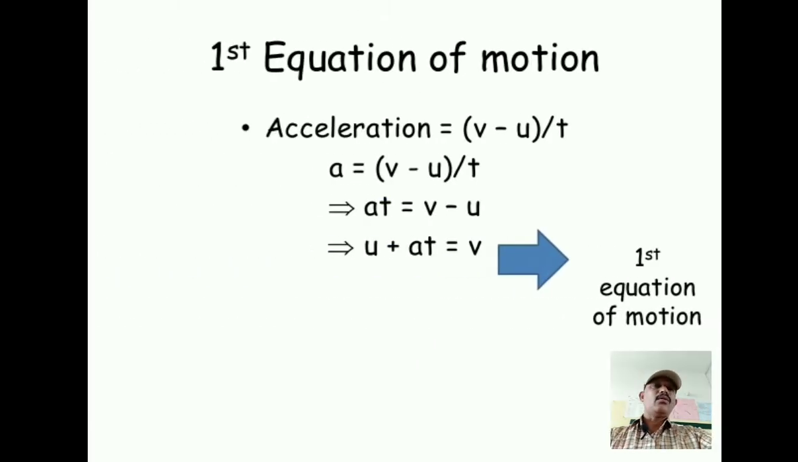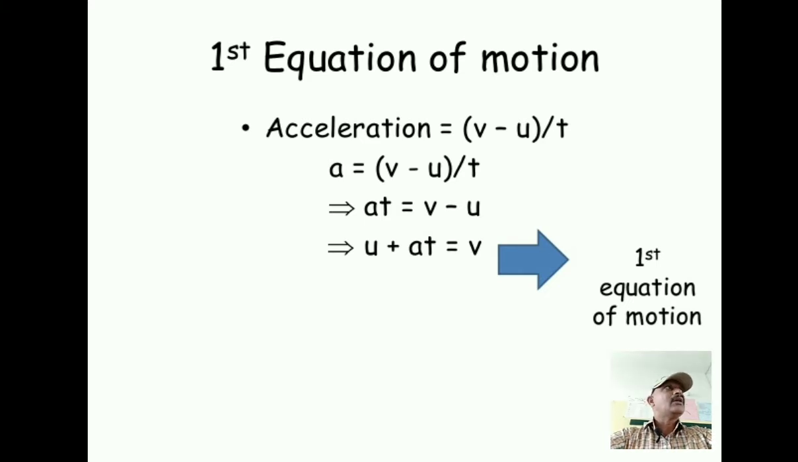Equation number 1, which is related to the motion. You already know the equation of acceleration: a = (v − u)/t. Now multiply by t, cross multiplication gives at = v − u. Now rearranging the equation, v = u + at. So this is the simple derivation of the first equation of motion, v = u + at.